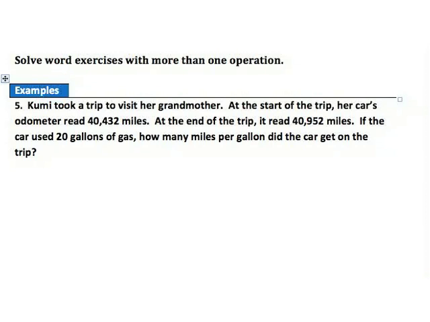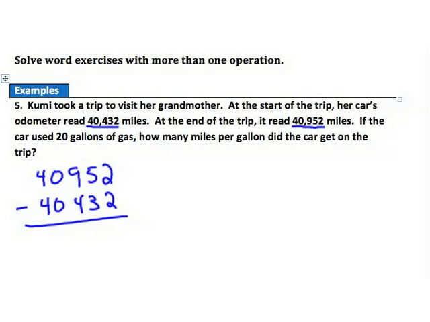Well, this is going to require a couple different operations. First thing we're going to look at is how many miles did this car actually drive? We have some odometer readings here, but we need to figure out the actual distance the car drove. So if I take the ending distance, which is 40,952, and I subtract the beginning distance, 40,432, that's going to tell me how many miles were driven on this trip. So let's take a look. 0, 2, 5, 0, 0. So it looks like the car drove 520 miles on this trip.